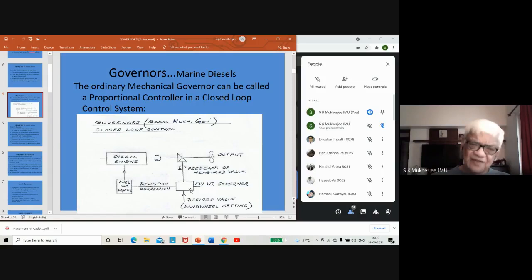And this desired value can be changed by the engineer by turning a hand wheel, which again compresses or decompresses a spring in the flyweight governor. In reality, we don't really go to the governor and change the tension of the spring with a hand wheel. That control is done remotely, either by an electric motor or by a pneumatic piston.